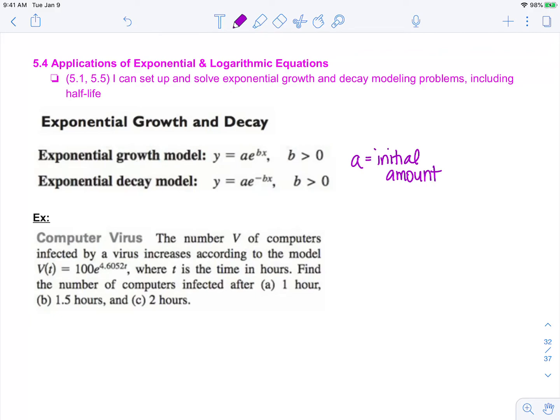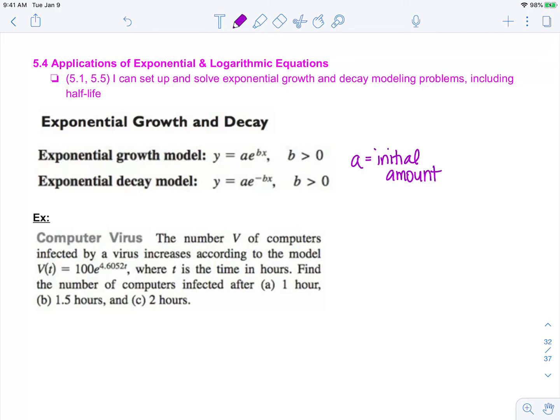So in this first example, they're talking about a computer virus. The number V of computers infected by a virus increases according to the model V of t equals 100 e to the 4.0652 t, where t is time in hours. Find the number of computers infected after 1 hour, 1.5 hours, and 2 hours.